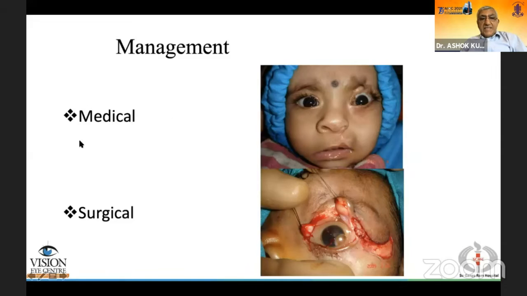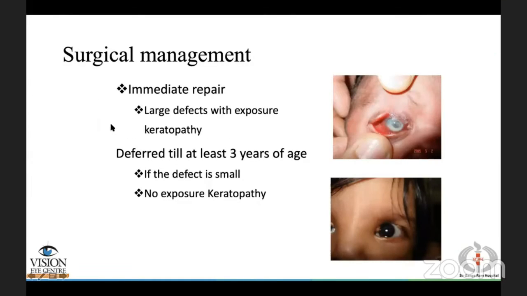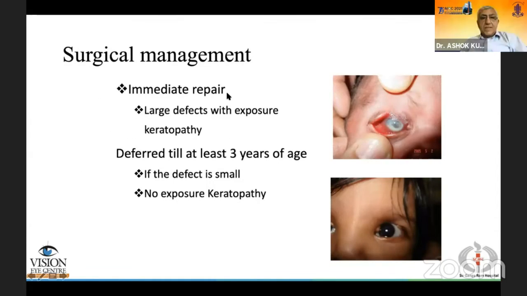Management of these cases starts with medical management, but most cases would require surgery. The surgical management is immediate when there are large defects, especially with those with absent superior fornix and with exposure keratopathy. But in those where the defect is small and there is no exposure, it may be deferred for 3 years or more.